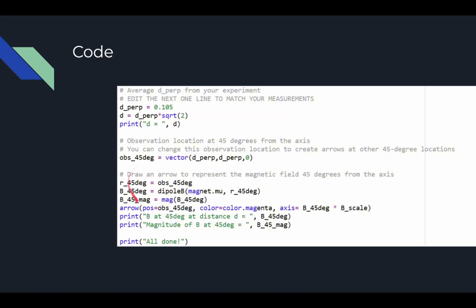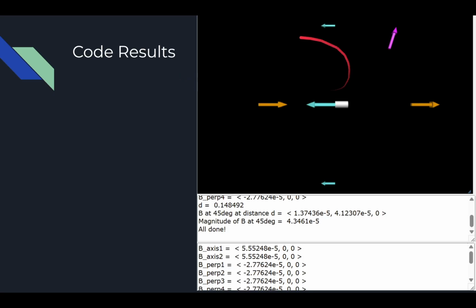And then we simply calculate everything, and then here's the code, the results. We have our perpendiculars here, and also here. They're stacked, the 2 z's, but they should be going in the same direction, so they're overlaying each other. And then in front and behind. And here's all the B axis calculations and the perpendicular calculations, and then the d here, and then B at 45 is right here. It's 1.37 to the -5th, and the magnitude of B right here at 45 degrees. So you basically just take the magnitude of these two to get this.